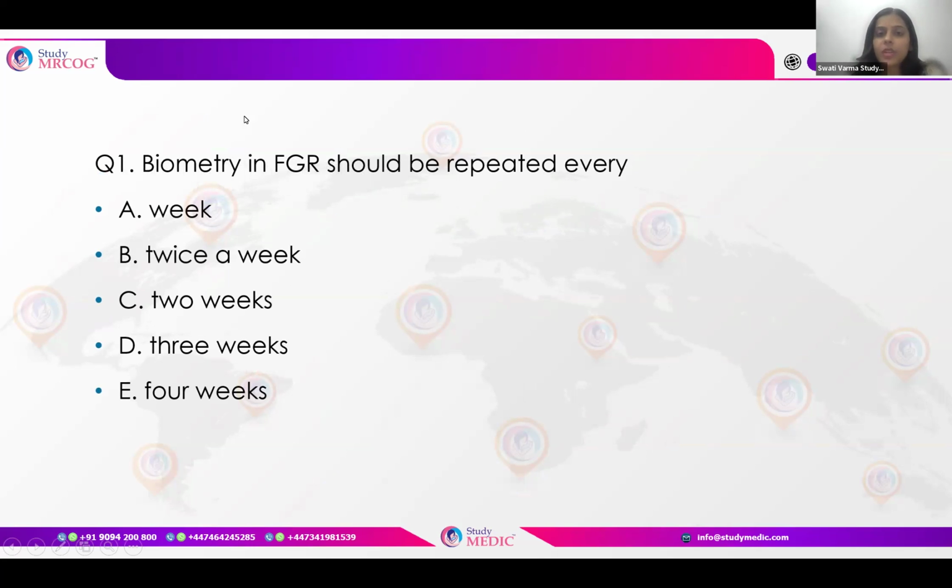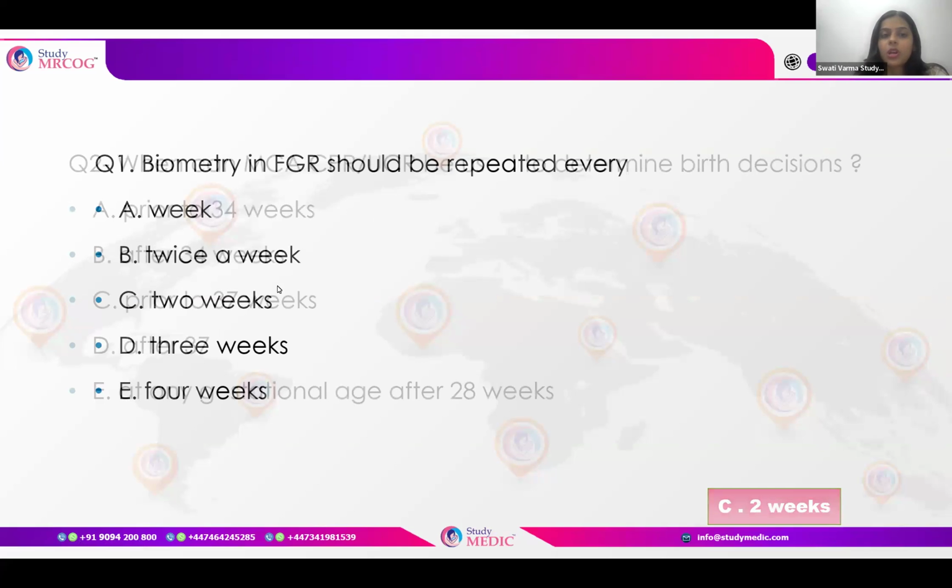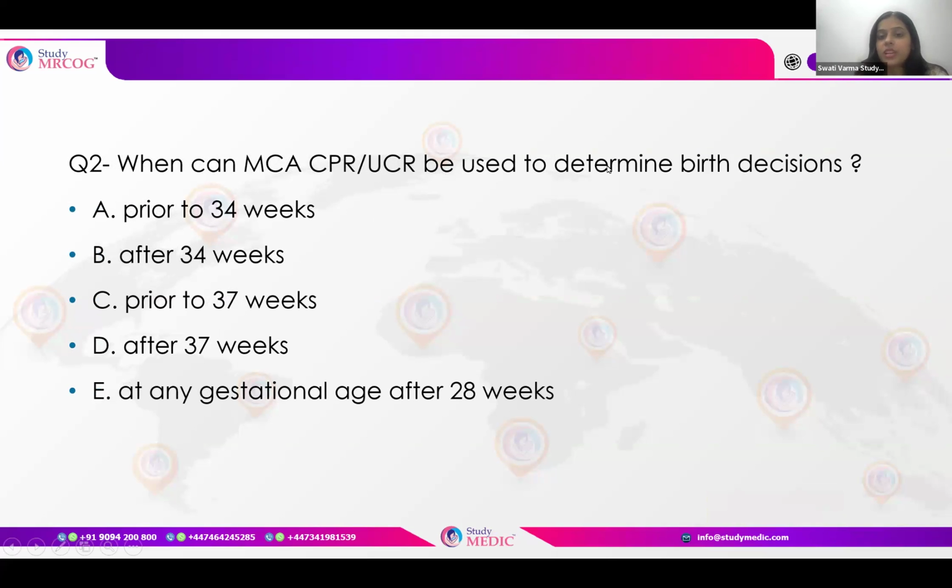Let's come to quick questions. Biometry in FGR should be repeated every? So just like we saw, biometry in SGA as well as FGR is to be repeated every 2 weeks. When can MCA, CPR or UCR be used to determine birth decisions? MCA always prefer after 37 weeks.